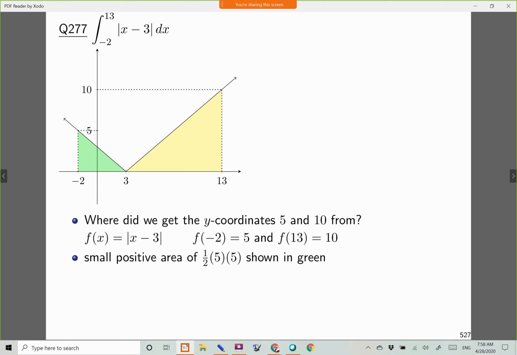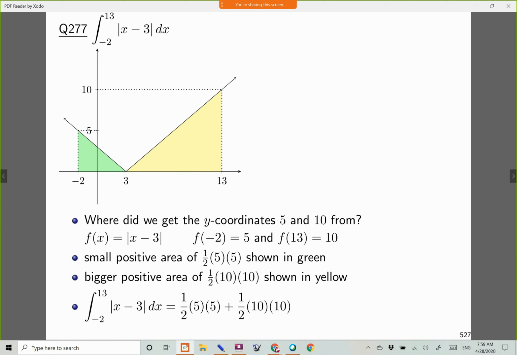And then the other triangle in yellow, take a look here. This base across there is 10, because it's 13 minus 3, or 10. And then the height is 10, because that's why we bothered looking at the y coordinate and putting that tick mark of 10. So the bigger positive area is 1/2 times 10 times 10. And so putting this all together, the two areas. Just to illustrate how this equal sign works, I copied the original question down here, and then there's this area, there's this area, both are positive, so no minus signs in reporting the area. Does this look okay? I feel like I was blabbing, but I just wanted to make sure.